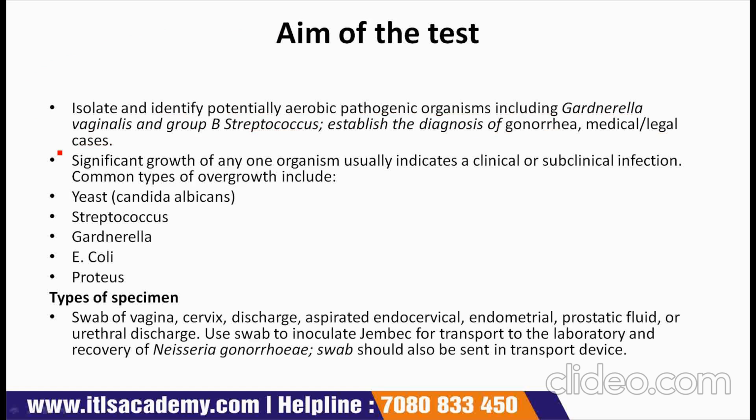Next point is, significant growth of any one organism usually indicates a clinical or subclinical infection. Here, some common types of overgrowth include yeast like Candida albicans, Streptococcus, Gardnerella, E. coli, and Proteus.